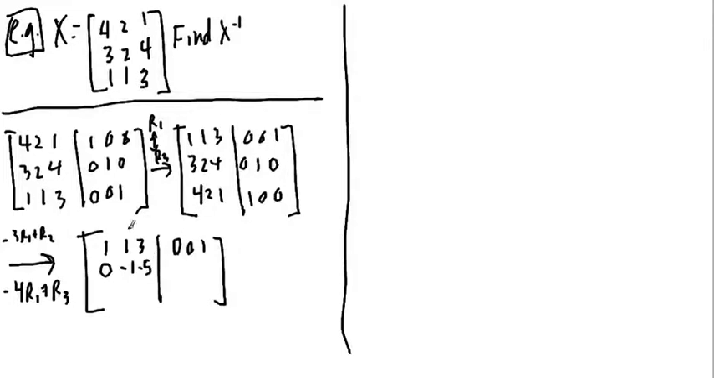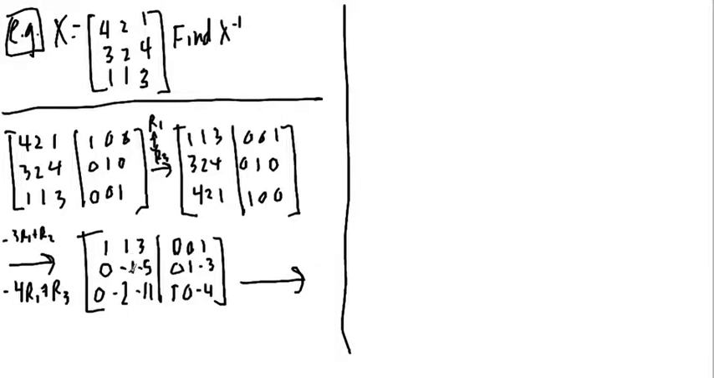Then I want to get rid of this 4 here. I got a 0 here. Negative 4 times 1 is negative 4 plus 2 is negative 2. And negative 4 times 3 is negative 12 plus 1 is negative 11. Over here we get 0, 1, negative 3, and 1, 0, negative 4.